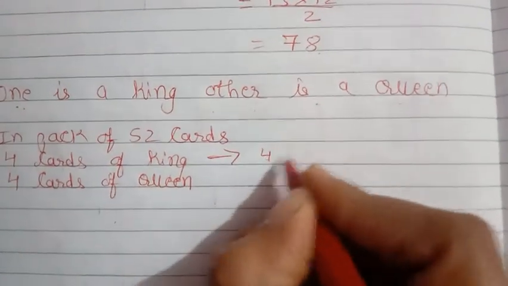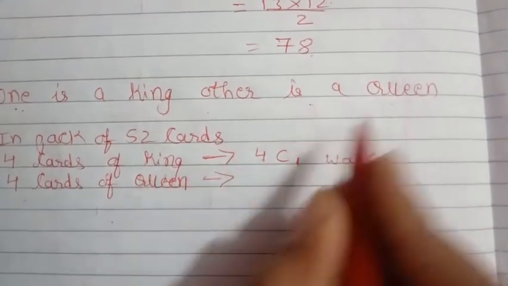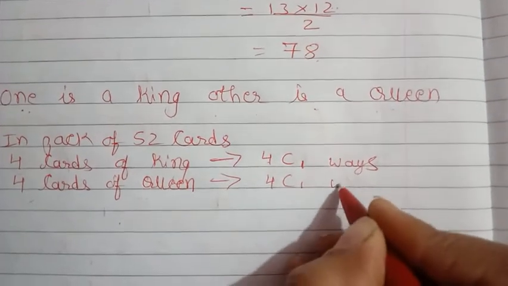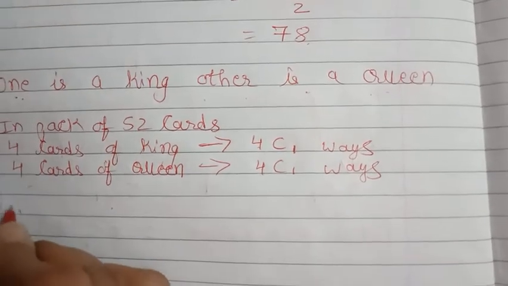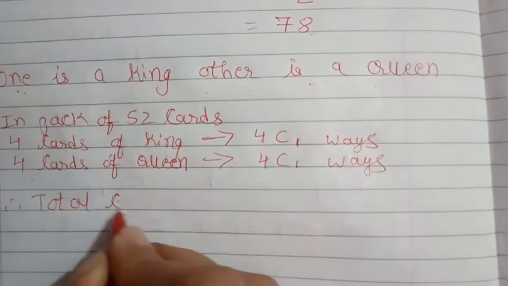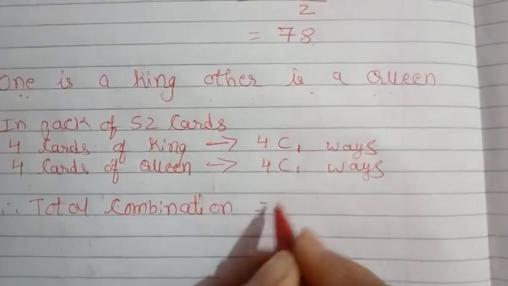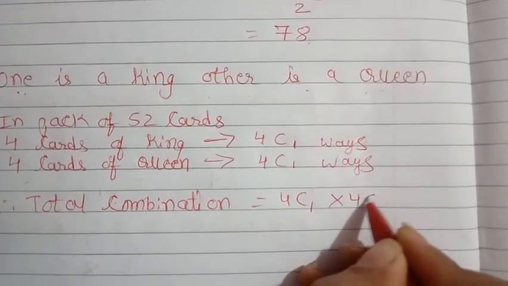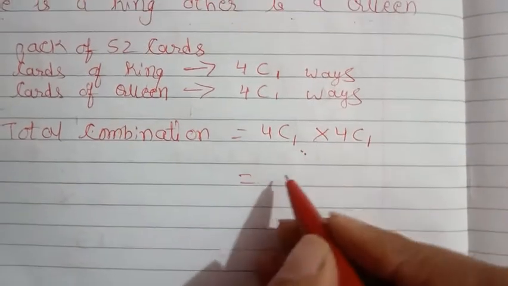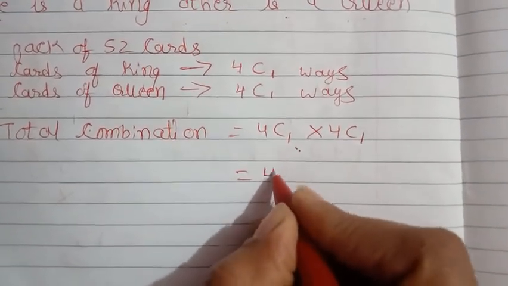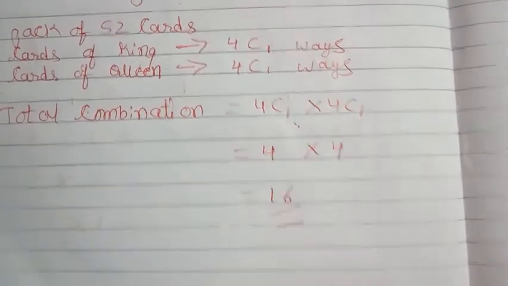So that can be done in 4C1 ways. And here 4 cards of queen are there in total. From that one queen card we have to select. So that can be done in 4C1 ways, right? So total combination is equal to 4C1 multiplied by 4C1. Now as we all know nC1 is equal to n, that is 4 multiplied by 4. So total combination is 16.